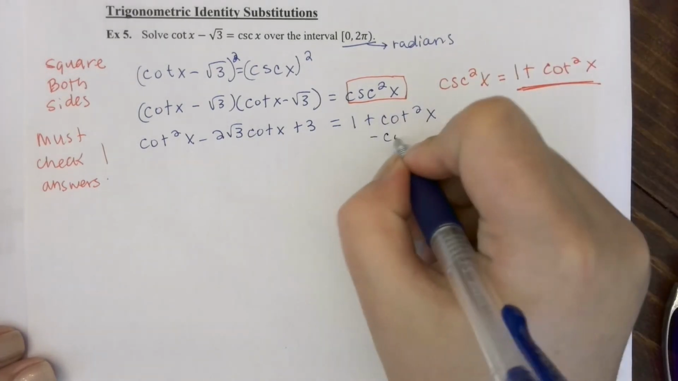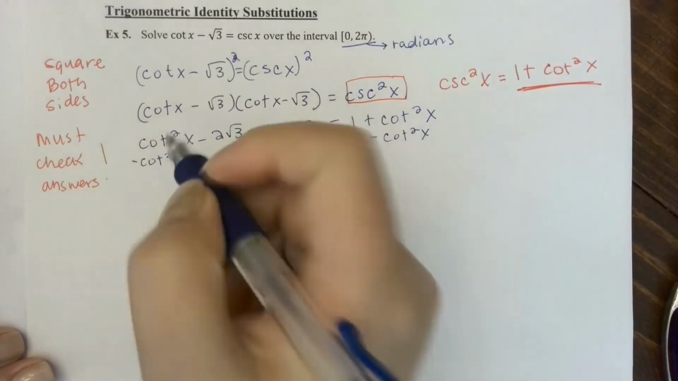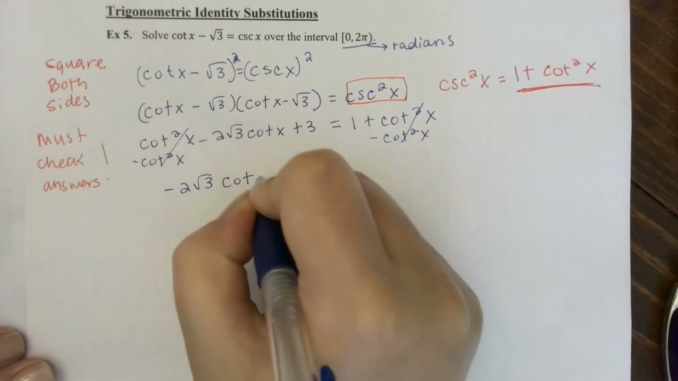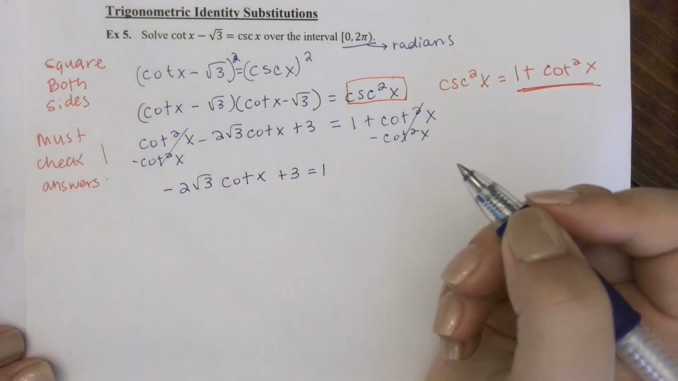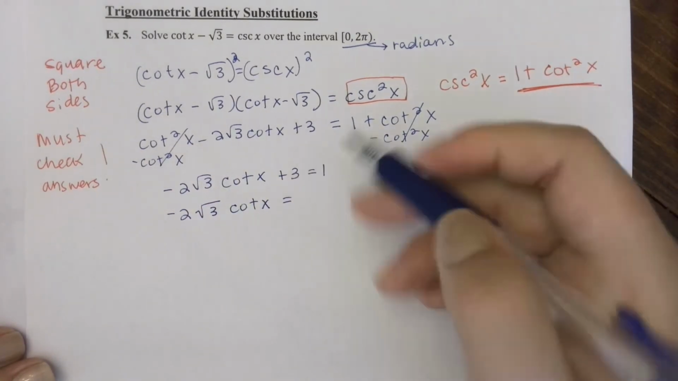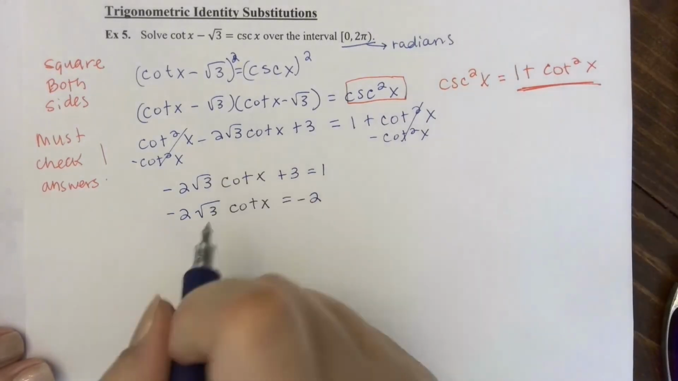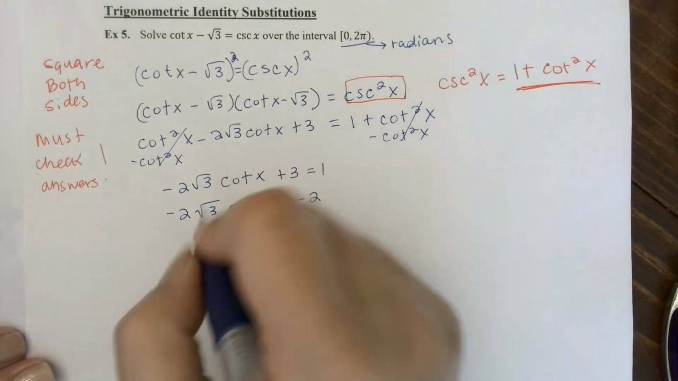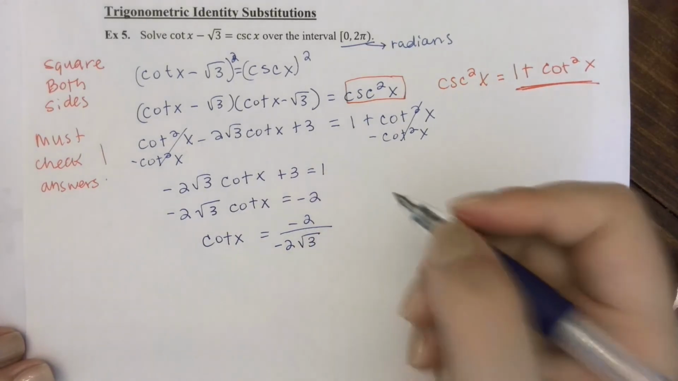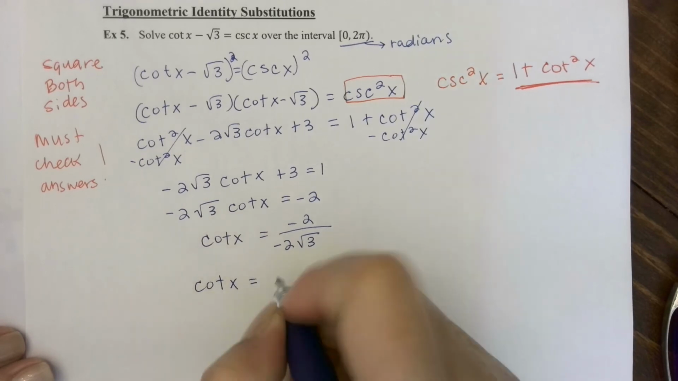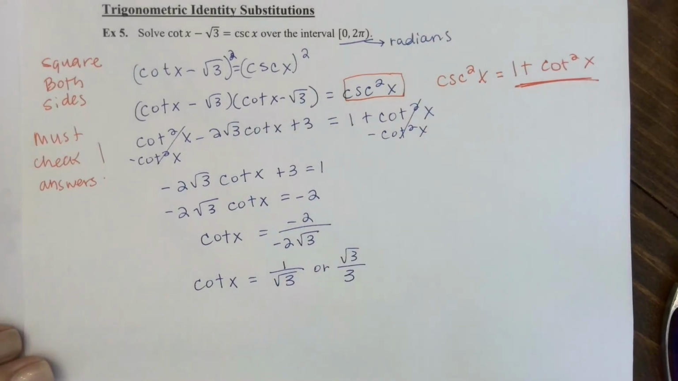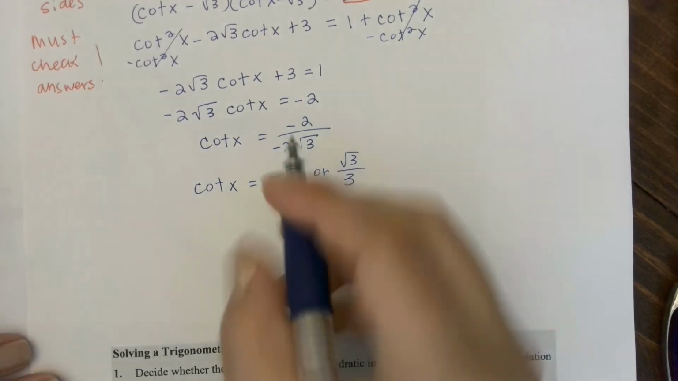So if I subtract cotangent squared x on both sides, I'm going to remove this term. So I have negative 2 square roots of 3 cotangent x plus 3 equals 1, which then gives me negative 2 square roots of 3 of cotangent x equals 1 minus 3, so it's going to give me a negative 2, and then divide both sides by the negative 2 square roots of 3. So we have cotangent x equals negative 2 divided by negative 2 square roots of 3. Okay, so this gives me that cotangent x is equal to 1 over square root of 3, or square root of 3 over 3. Okay, I'm going to stick with this first one.